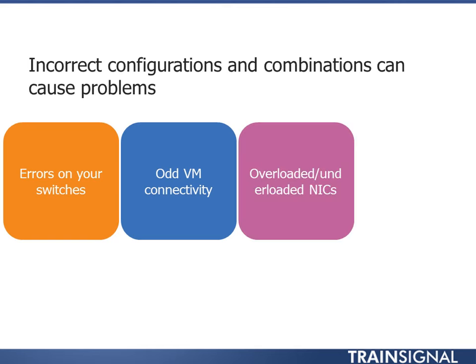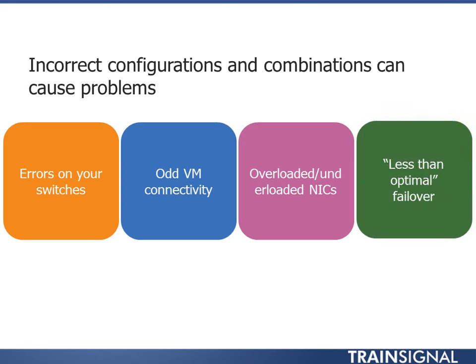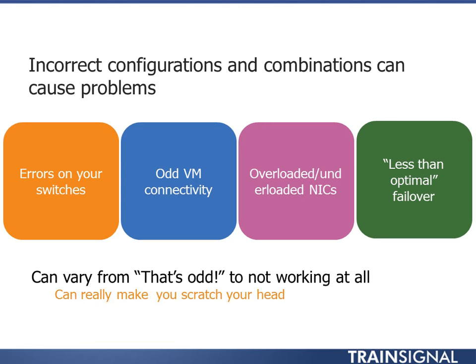You'll get overloaded and underloaded network cards. Very, very common. And less than optimal, as I call it, failover between your NICs and your interfaces. It can vary from, hey, that's kind of odd, to just flat out not working. And odd network configuration problems can really make you scratch your head. You'll pull up performance charts and see NIC 1 overloaded and 2 and 3 idle. Or again, failover doesn't work as expected.